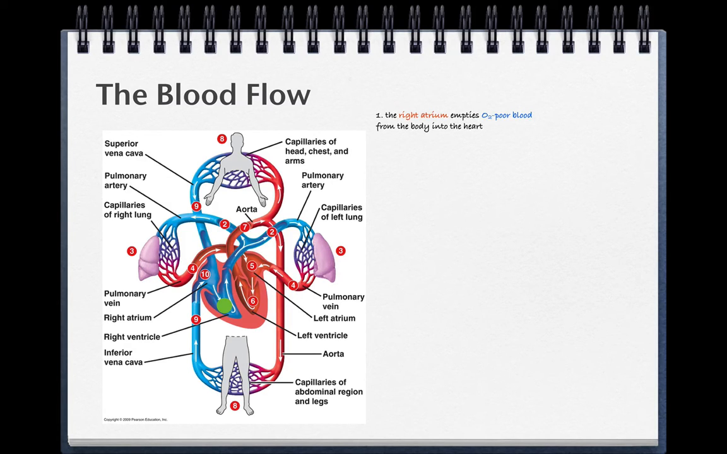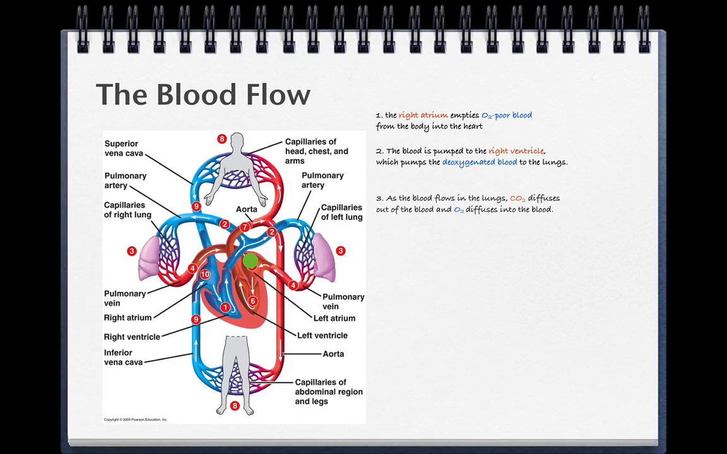Well, first of all, the right atrium empties the deoxygenated blood from the body into the heart. And then the blood is pumped to the right ventricle, which pumps the deoxygenated blood to the lungs. And then, as the blood flows in the lungs, CO2 diffuses out of the blood and O2 diffuses into the blood. The newly oxygenated blood flows through the pulmonary veins to the left atrium of the heart. Well, that's the end of the pulmonary circuit.